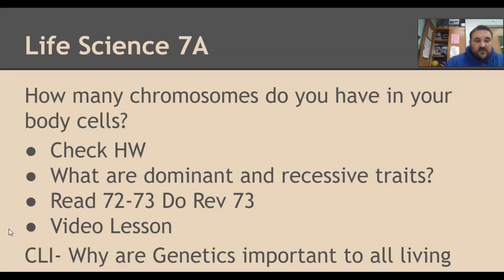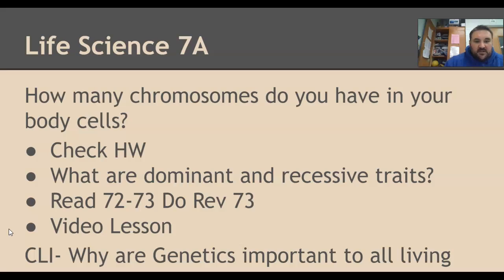We just finished talking about chromosomes and genes, and your warm-up question today: how many chromosomes do you have in your body cells? The correct answer, 46. 23 in gametes, but 46 in body cells.